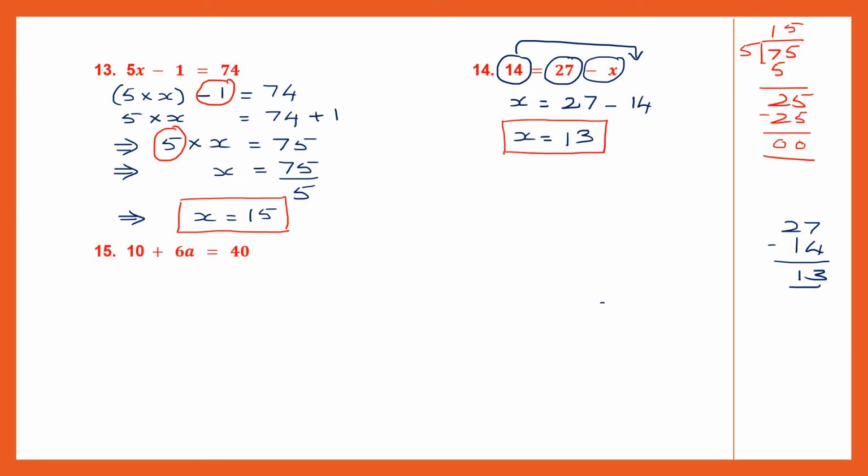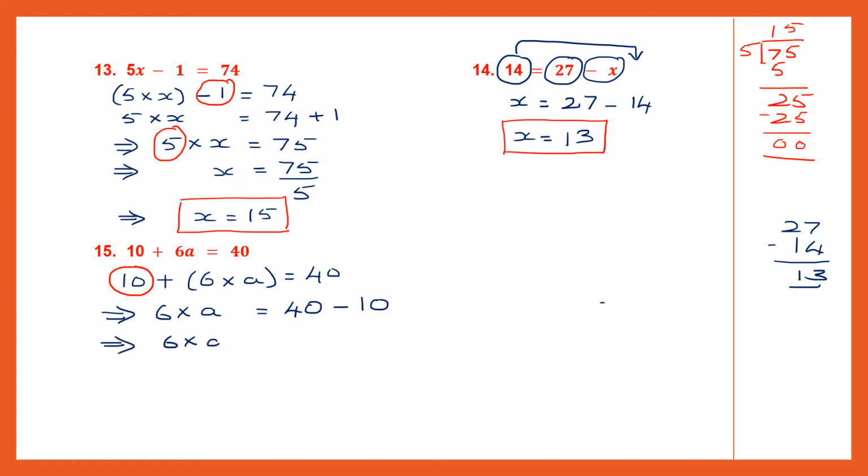Question 15. 10 plus 6a equals 40. So that is 10 plus 6 into a. 6 into a is equal to 40. So we're going to solve for a. So let's write 6 into a is equal to 40. And we're going to transpose 10, which is plus, to the other side. It becomes minus 10. So 6 into a is 40 minus 10, which is 30.